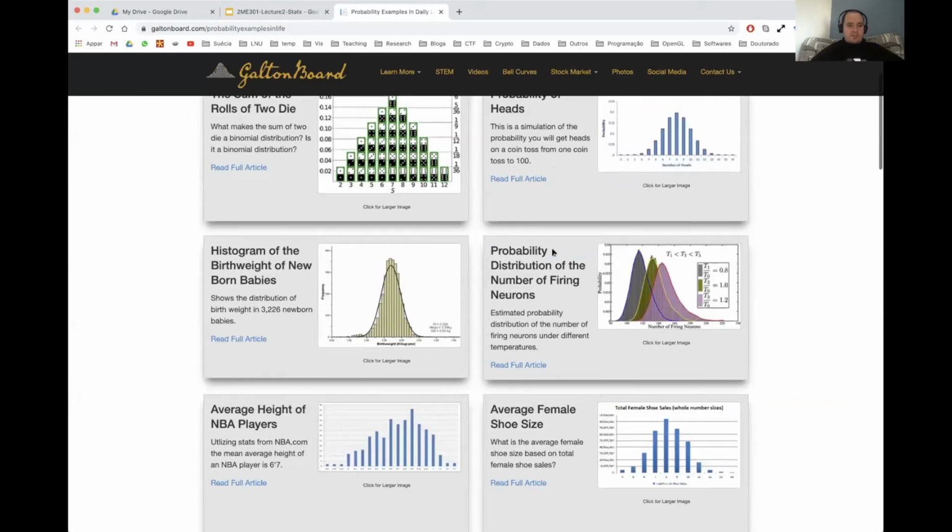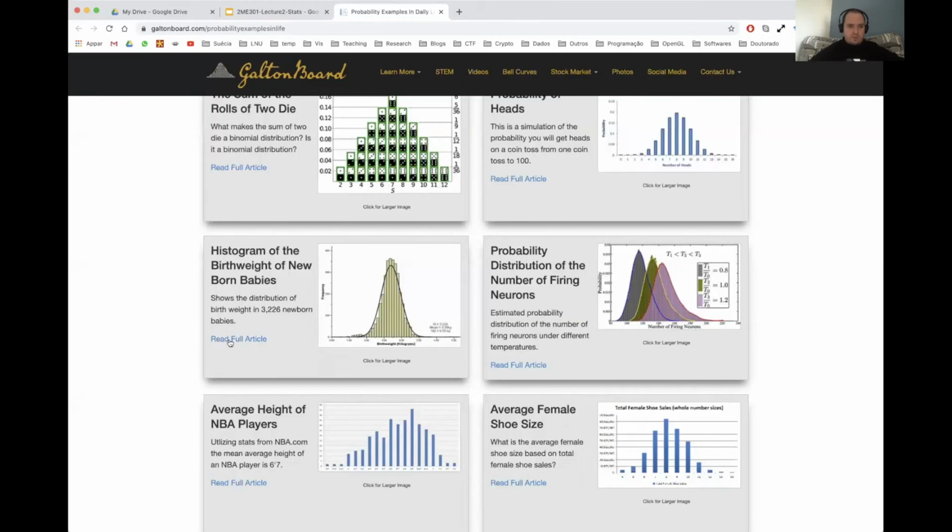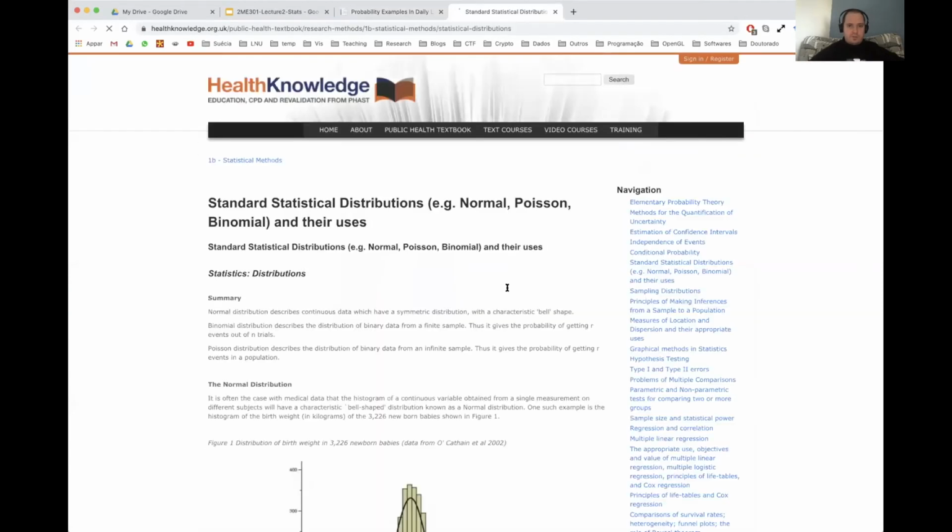It's a very classical example, but this is another one that's very interesting, which is a histogram of the birth weight of newborn babies. So it goes all the way from around 1 kilogram, large, actually goes to 400. Okay.